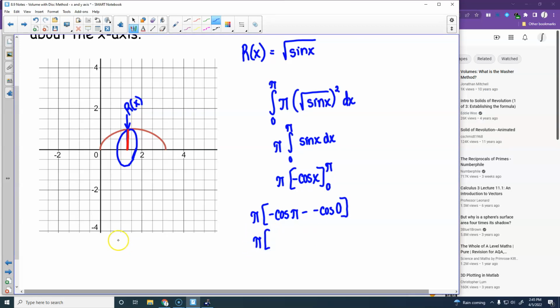Oh, unit circle. Pi, negative 1, 0. So that'd be negative 1. We'll go ahead and change this to a plus. What's cosine of 0? 1. So negative 1 is positive 1. 1 plus 1 is 2. So we get 2 pi.